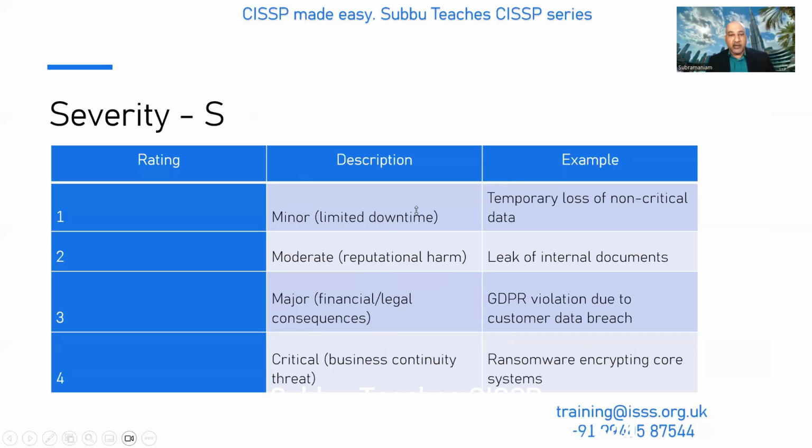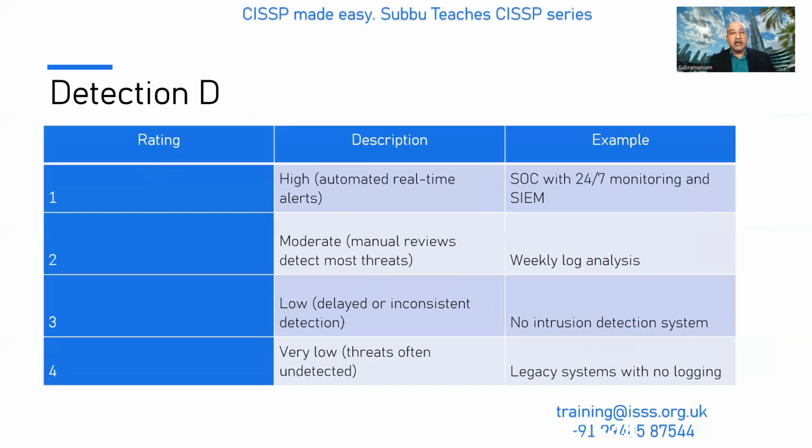If it's going to impact only one particular user, it's minor. If a few users, it's moderate. If it's going to be for a particular branch, it's a major incident. For the complete organization, it's going to be 4. I'm just looking at it from the perspective of a bank, because most of my experience is with financial institutions.